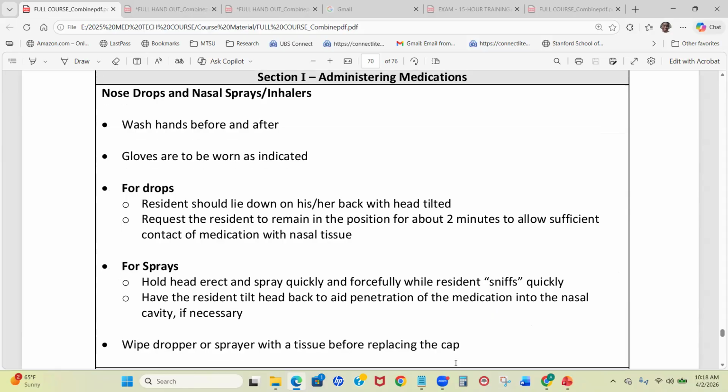For nasal sprays, you wash your hands, put on gloves, let them lie down a little tilted backwards, and then you squirt it in. Allow 2 minutes for it to reach there. Tell them not to move. Give it a little time for it to get to the nasal tissues.